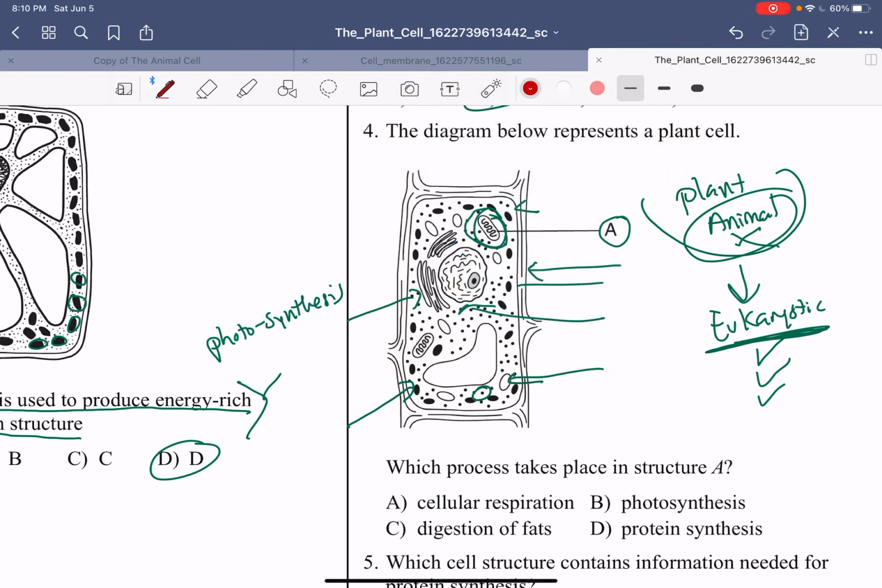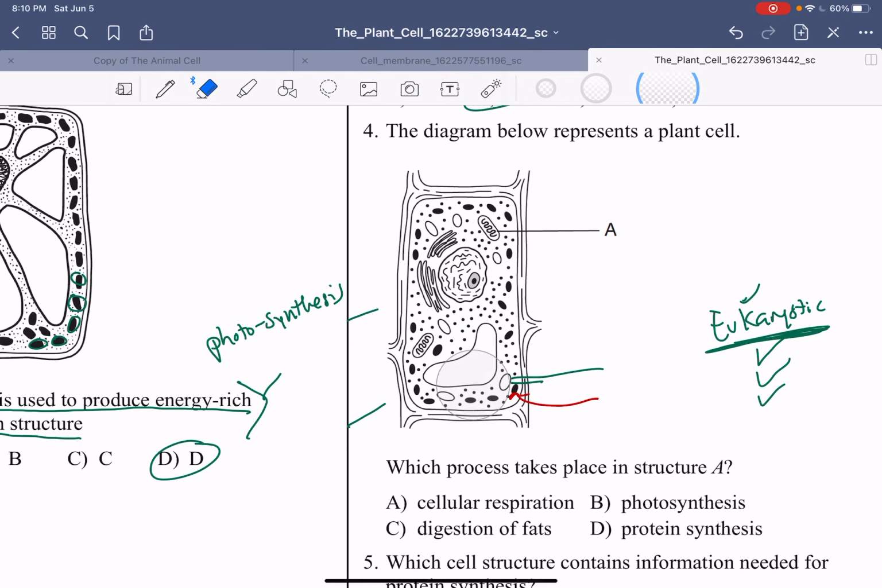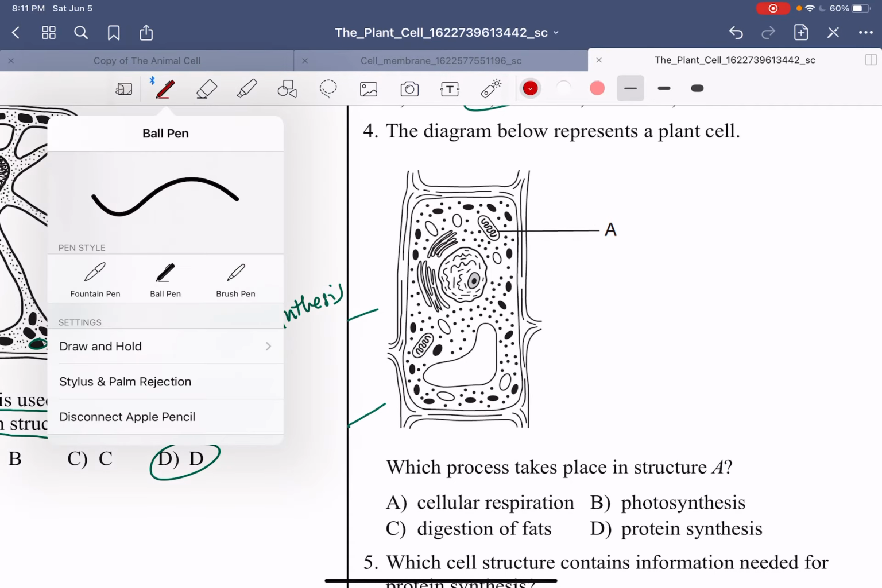What animal cells do not have, let me change that to red: animal cells do not have a cell wall. They do not have chloroplasts. And they have small vacuoles, about this size. This is more of an animal cell size that you'll see on the test, and they usually don't shape it like that. So remember that for the differences between animal and plant cell.